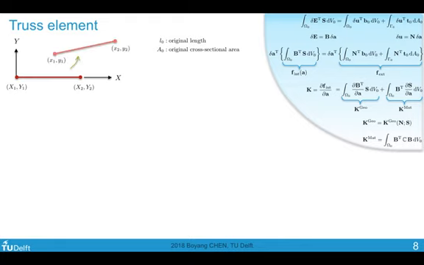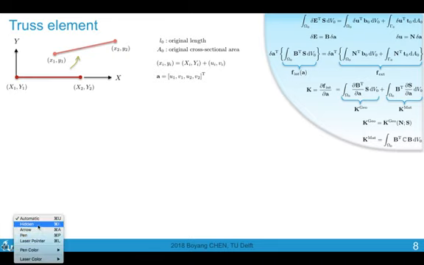Now, under loading, this element may move to a different position, and the nodal positions would be simply the original nodal position plus the respective displacement vectors. We have the nodal degrees of freedom of this element being u1, v1 and u2, v2, where u1 and v1 are the nodal degrees of freedom of the first node, and u2 and v2 are those of the second node.